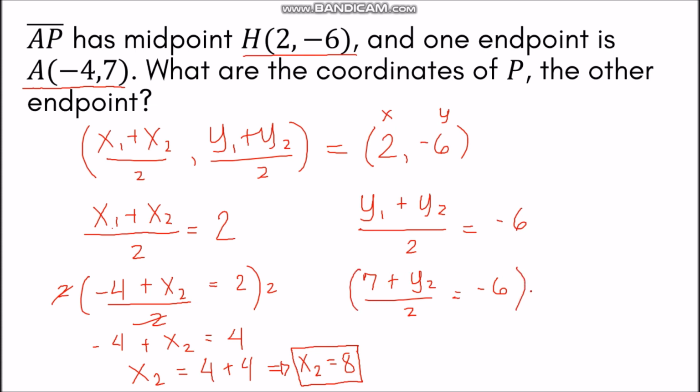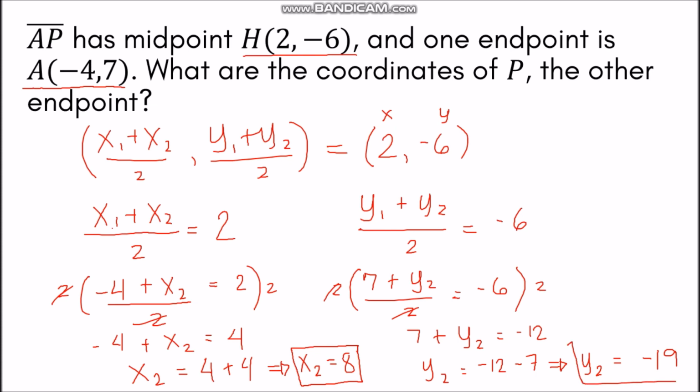Then for the other side, still multiply both sides by 2, cancel. So you have 7 plus y sub 2 equals negative 12. Then y sub 2 equals negative 12 minus 7. Therefore, y sub 2 is equal to negative 19. So this will be the coordinates of the second point. We can now say that the coordinates of P is 8 for x, and for y it's negative 19.